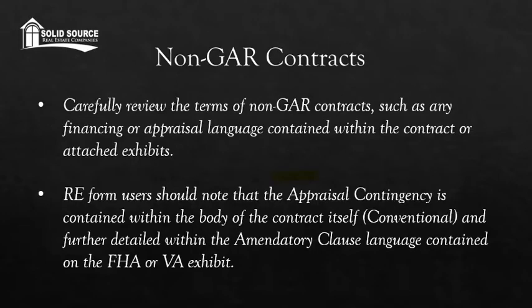Non-GAR contracts: carefully review the terms of any non-GAR contract, such as any financing or appraisal language contained within the contract or attached exhibits. RE form users should note that the appraisal contingency is contained within the body of the contract itself and further detailed within any attached FHA or VA exhibits.